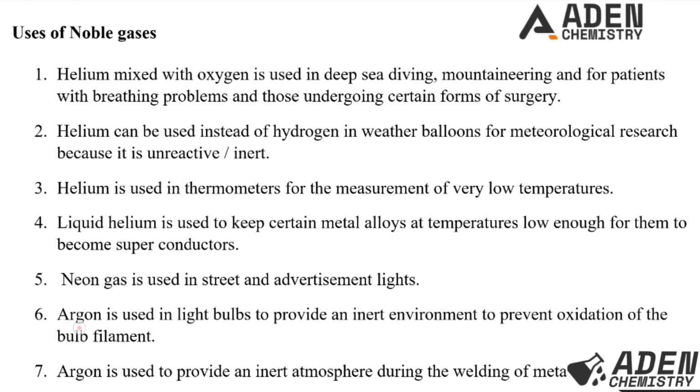Number 6, we are saying argon is used in light bulbs to provide an inert environment to prevent oxidation of the bulb filament. And lastly, we are having number 7, argon is used to provide an inert environment during the welding of metals. That's arc welding.